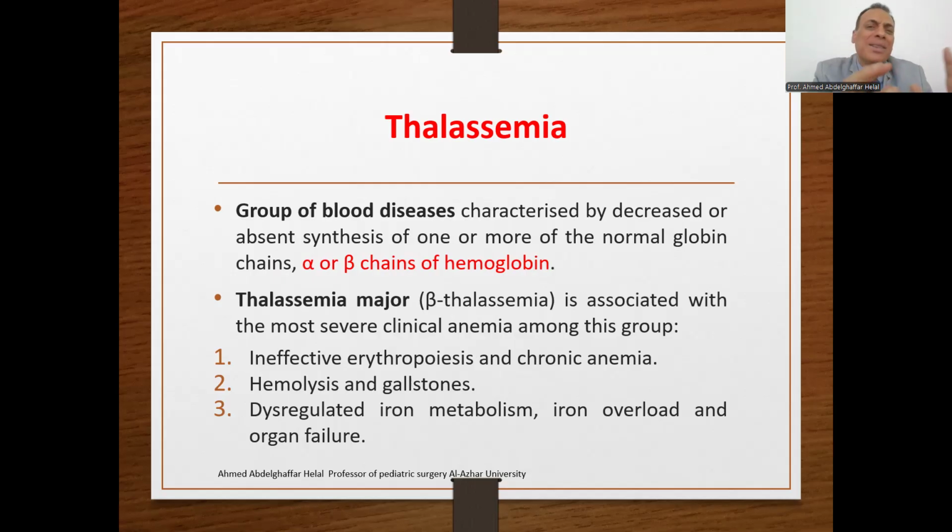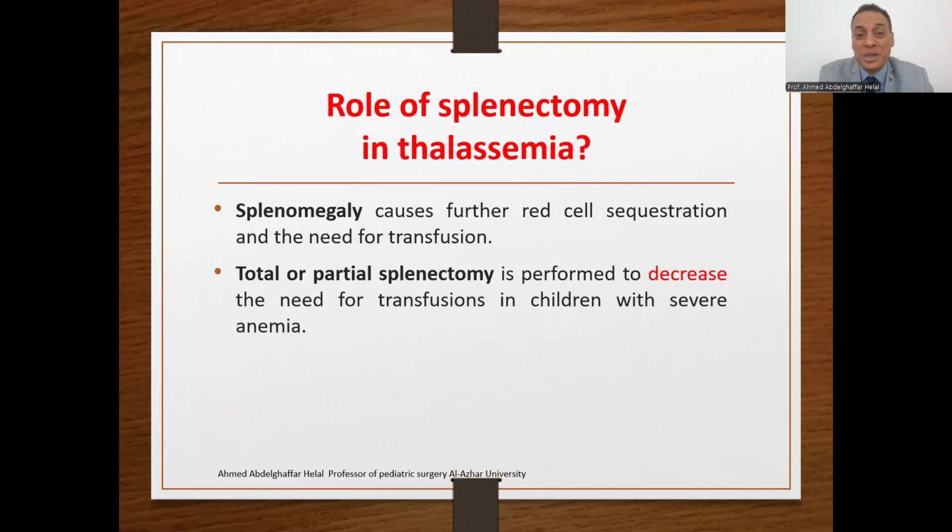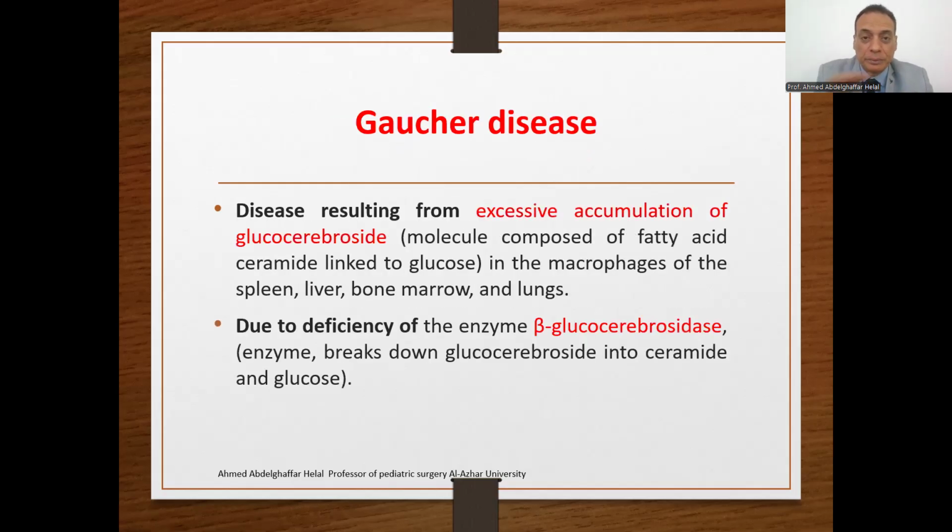You should understand the pathology of the disease, what happened, to understand the role of splenectomy. Splenectomy, total or partial, is preferred to decrease the need for transfusion in children with severe anemia, because the spleen is the site of destruction of the RBCs in thalassemic cases.